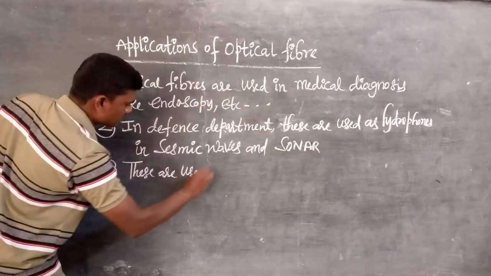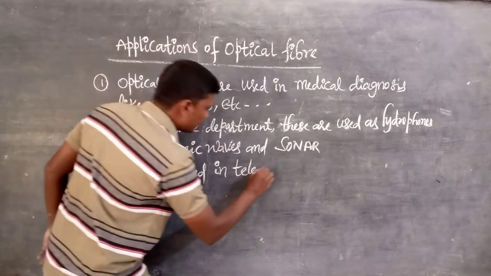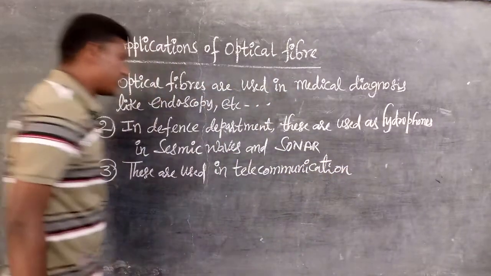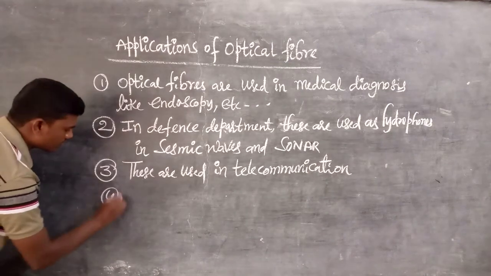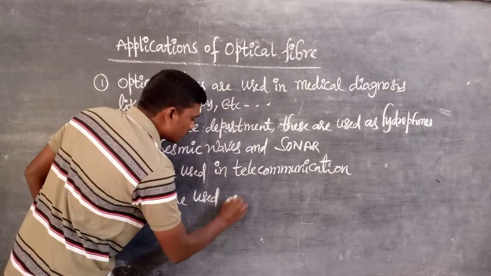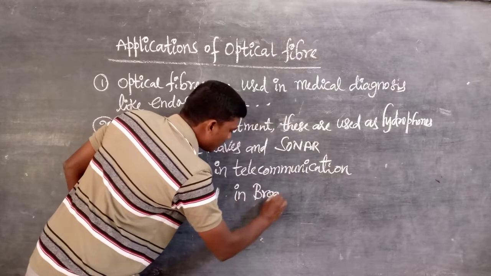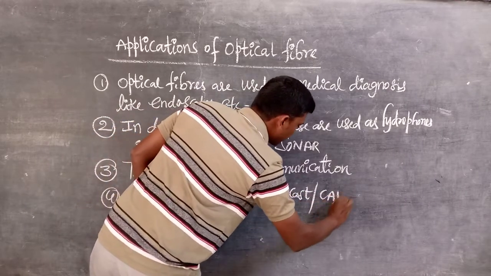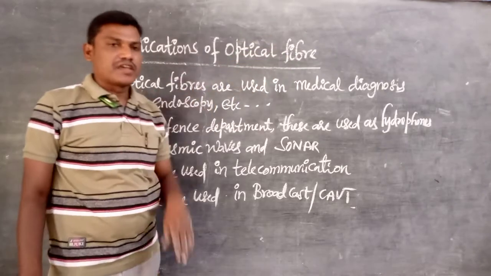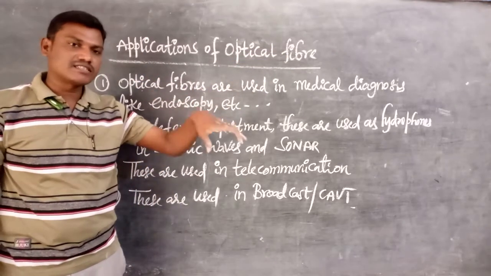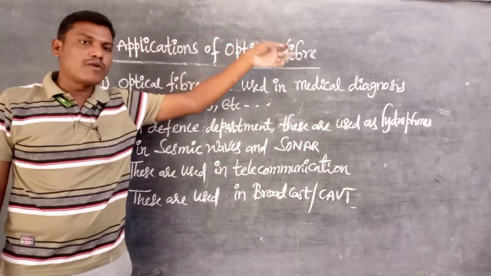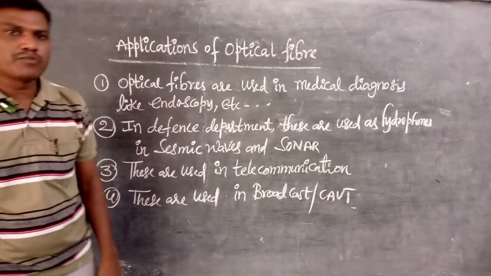These are used in telecommunication. Optical fibers are also used to broadcast the channels, or CATV. We are observing that some of the channels come from other foreign countries, and the channels you can see in our news TV. So it's nothing but to transmit those TV signals from abroad to our country.